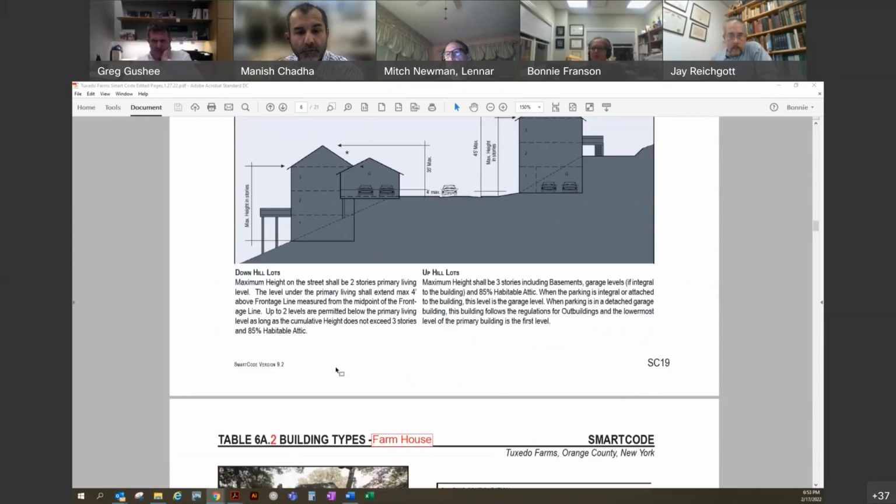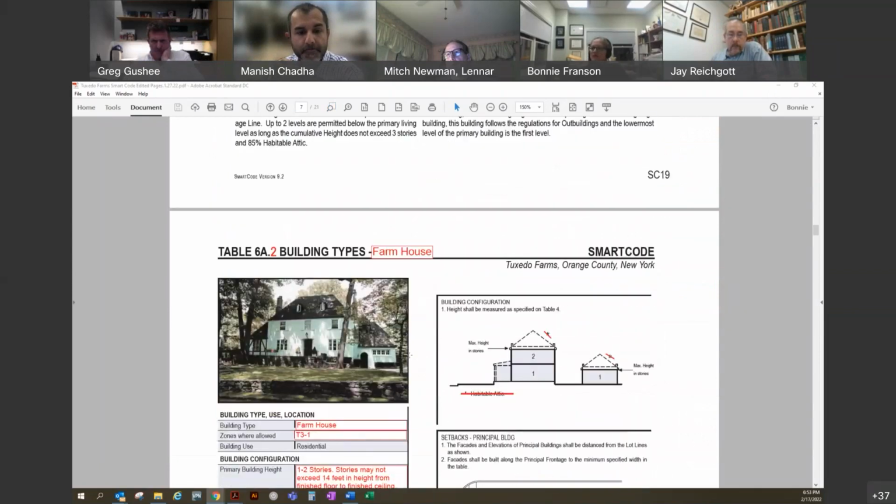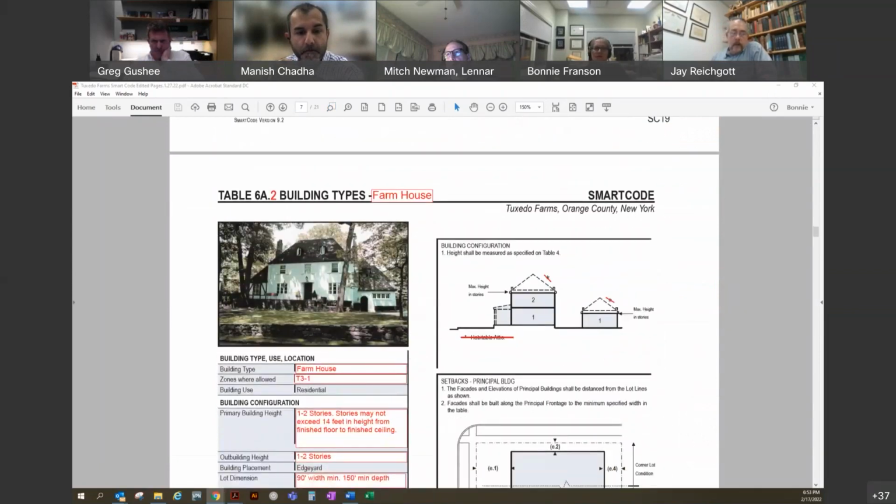Is the board fine with that from the aesthetic perspective? Makes sense to me. Yeah, I am. You showed Robinsonville, which had only flat roofs. Right. I was just trying to visualize how that would look with a pitched roof, but I'm fine with that.